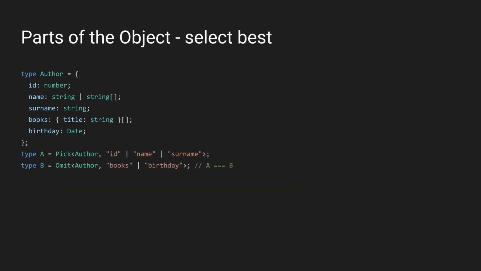As you probably noticed, both utilities can return the same result type, as illustrated below. We can use pick and list the keys we want to be included in the final object type, or we can use omit and remove unnecessary keys. Choosing the appropriate utility will depend on the context where the reduced object type is being used.